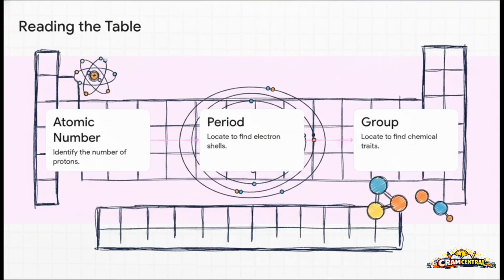So, to wrap this all up, next time you're looking at this giant grid, remember these 3 steps. First, check the atomic number. Second, locate its period to see its electron shells. And third, find its group to understand its chemical traits. Suddenly, it's not a random jumble of letters. It's a fully functional map.